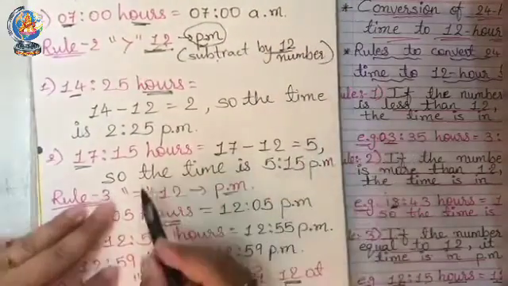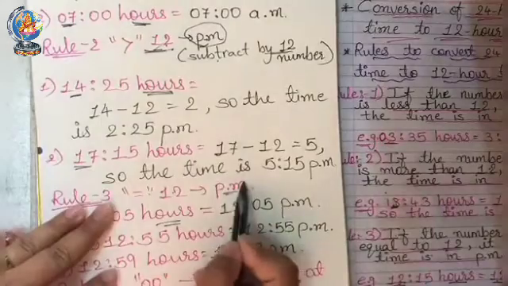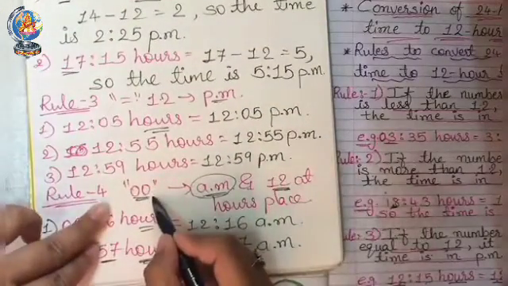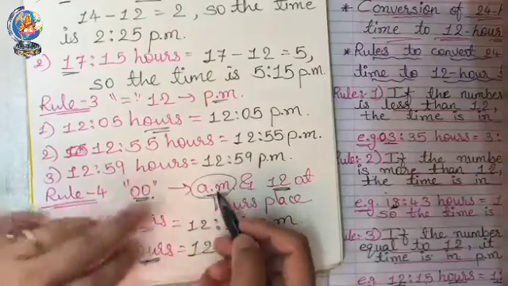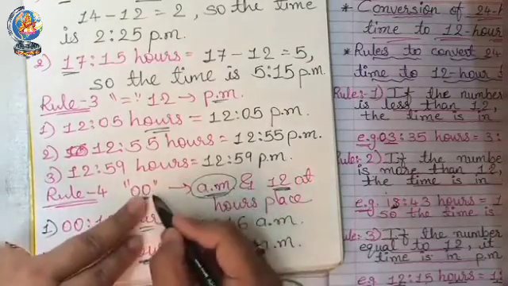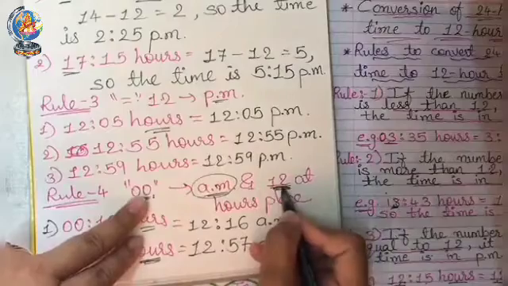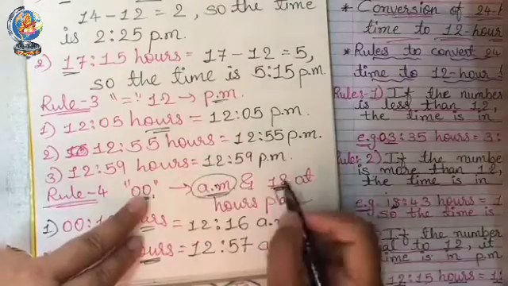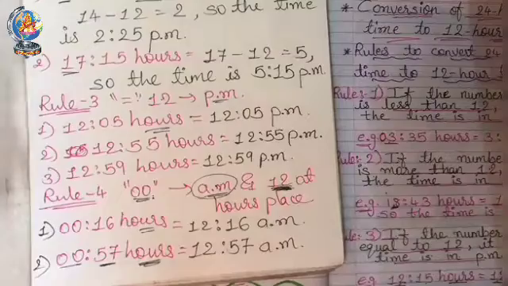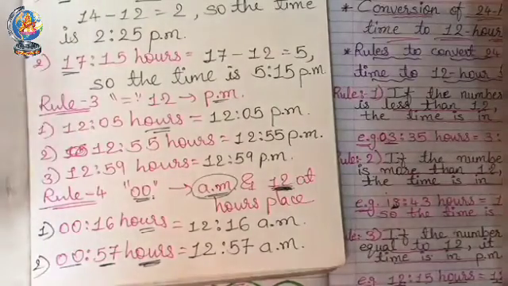Rule number 4: if it is 0, then you have to write AM, and if zeros are given in place of hours, then instead of zeros you have to write 12 at the place of hours. Okay, remember all these things. It's a very easy thing. Fine? Clear? Everybody?